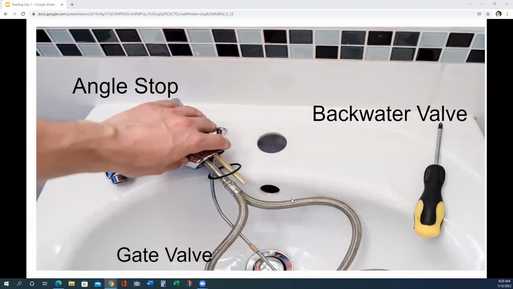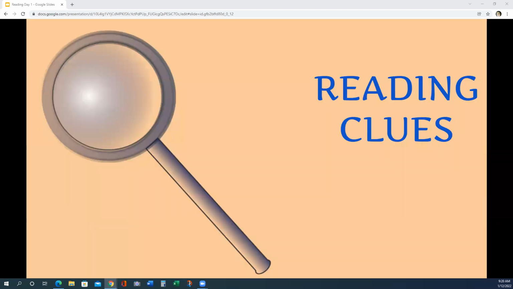If you are not a plumber, you may not know what a backwater valve is, or an angle stop, or a gate valve. So sometimes we have to talk about the context in which words are spoken. And that's where we use clues, like reading clues. So let's talk about some reading clues that we can look for to help us find word meanings.